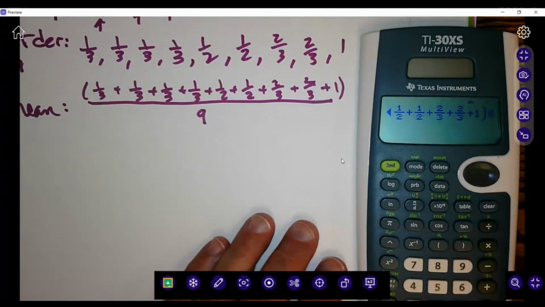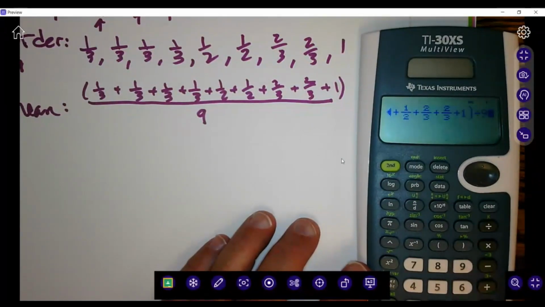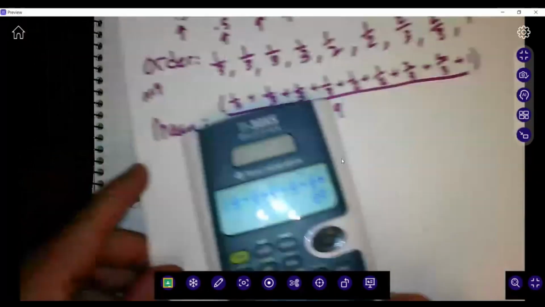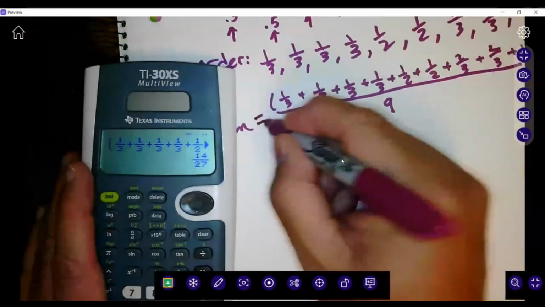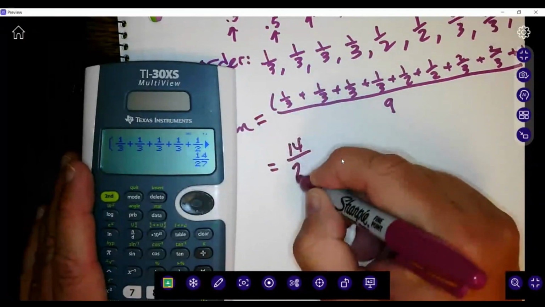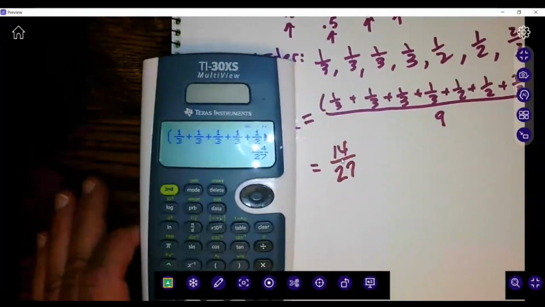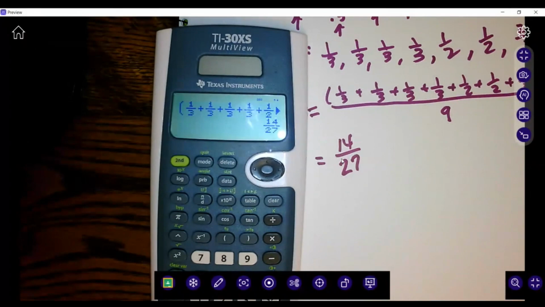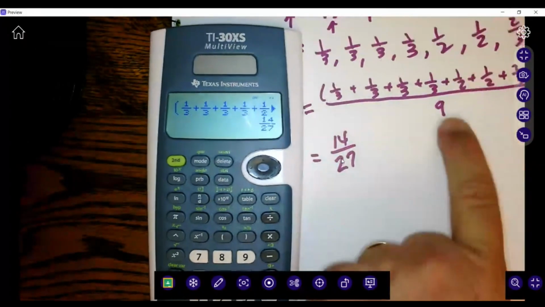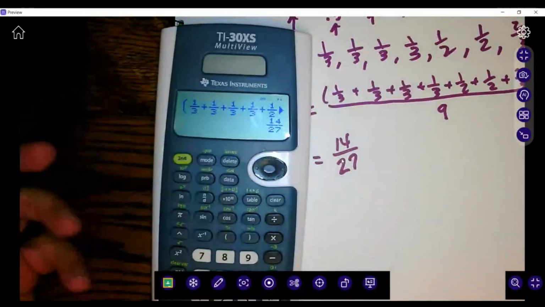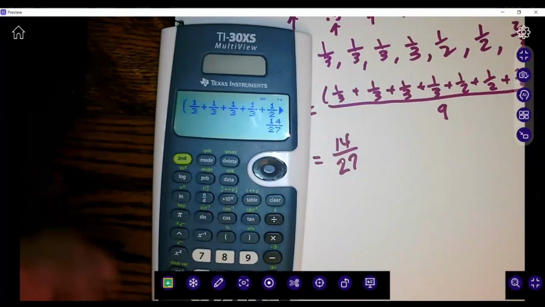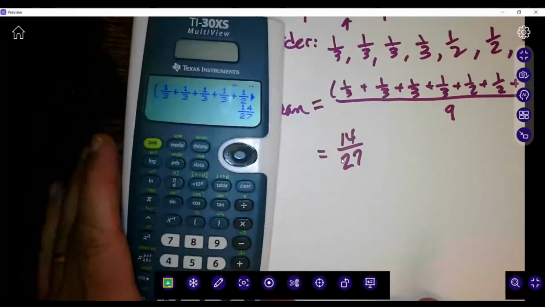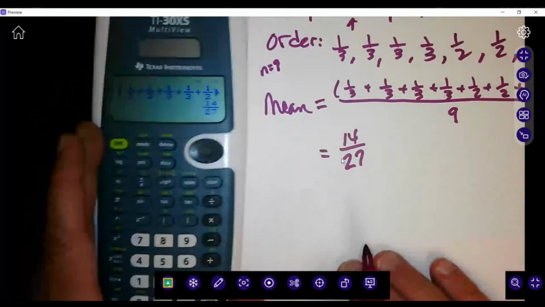Close parentheses, divide by 9, enter, and I get 14/27. Look how fast that was. And that is reduced. The calculator did all the work. Just that one problem right there makes this calculator worth the $16 or $17 to go get it. Amazon has them, Office Depot, Office Max, Staples, Target.